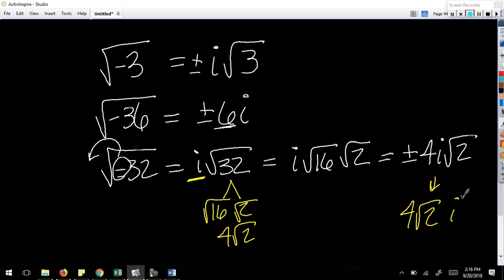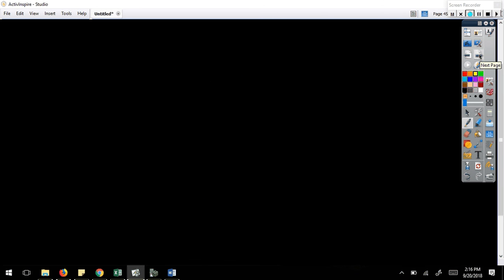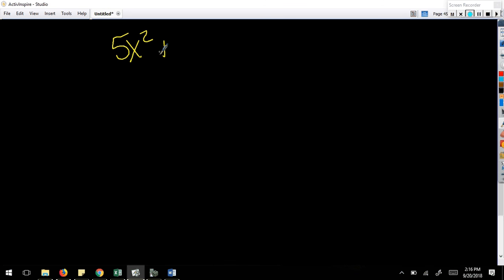All right, so let's do an example together where we're solving, but we end up with a negative in the process of solving. So it's kind of like what you just took a quiz on, but your answer is going to have an i in it instead of just being a regular real number. Let's say I had 5x squared plus 33 equals 3. Tell me what I do first to solve this for x.